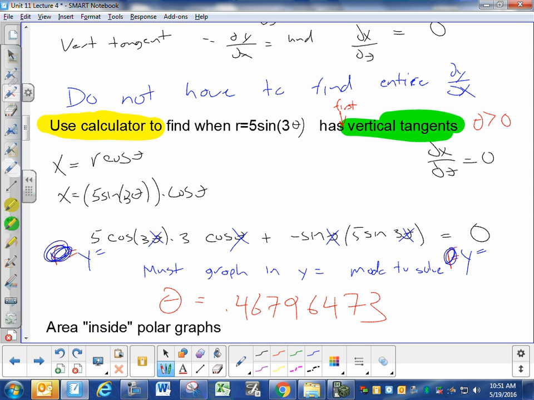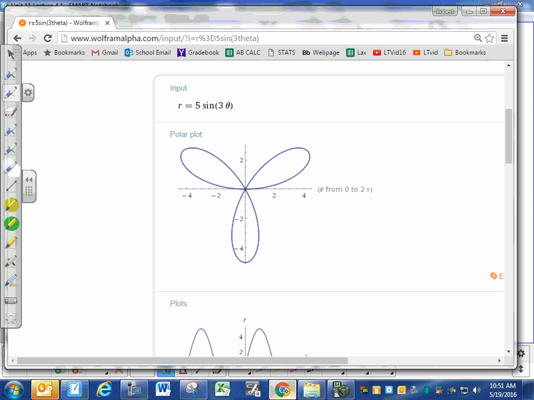Do it. Graph 5 sin 3θ in polar mode. Go to the angle measurement of 0.467964773 and confirm that it's this location right here where we have a vertical tangent.